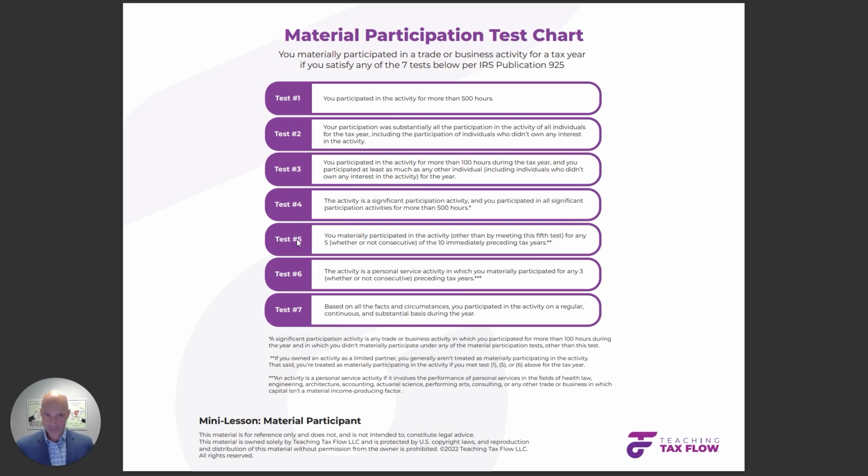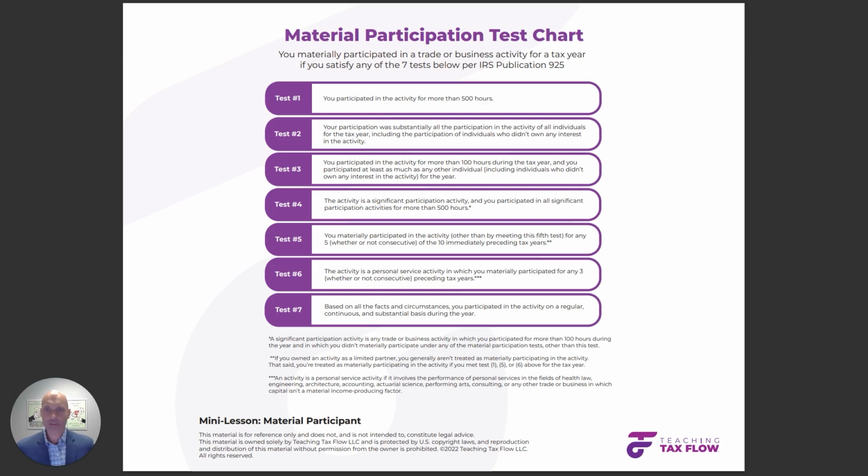I would say out of these 7 tests, the one for real estate investors that is typically easiest to pass is going to be test number 3. You participated in the activity for more than 100 hours during the tax year, and you participated at least as much as any other individual. So that's where you have that 100 hours in, but also there's no one else that's put more time into the activity than you. Again, a lot of information here. Please look at these 7 tests and determine if you pass one of them. Remember, you only have to pass one of these per IRS Publication 925. So that's it. Just pass one of them.